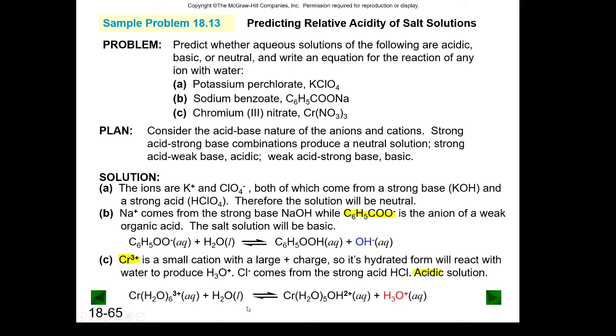I'm not worried if you can write out the equation or not. If we had more time and we were sitting in lecture together, then we would work on that a little bit more. But I'll be happy if you could tell me, hey, I look at this salt and it's either going to be neutral, acidic, or basic.